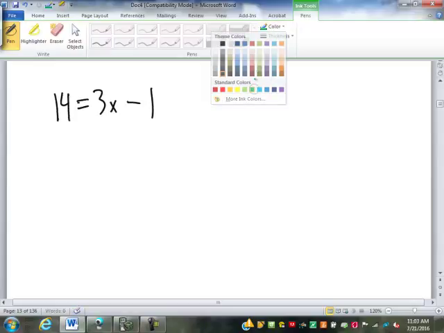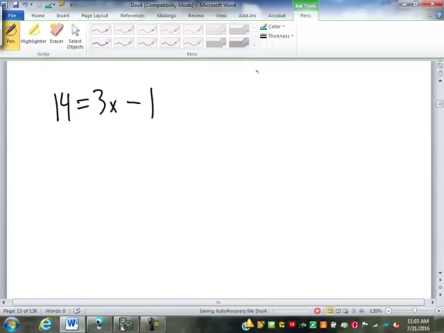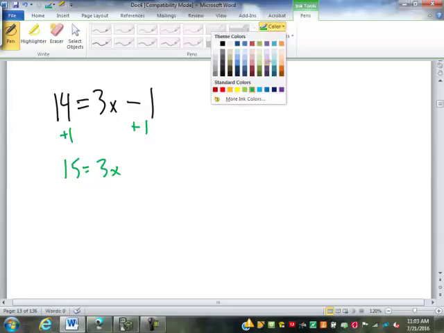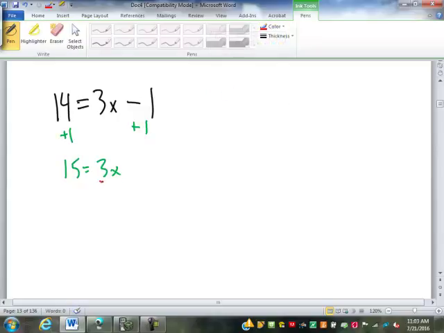Something like 14 equals 3x minus 1 is something we've solved before. How did we solve it? Add 1. Perfect. So 15 equals 3x. And then divide by 3. So 5 equals x, or x equals 5.